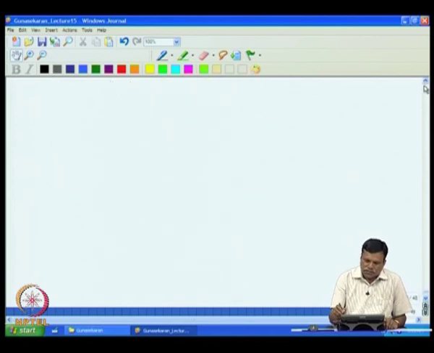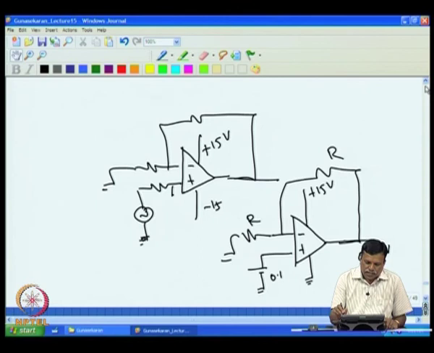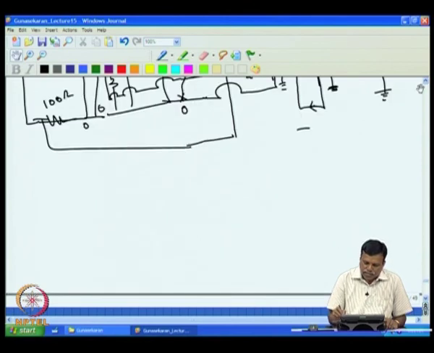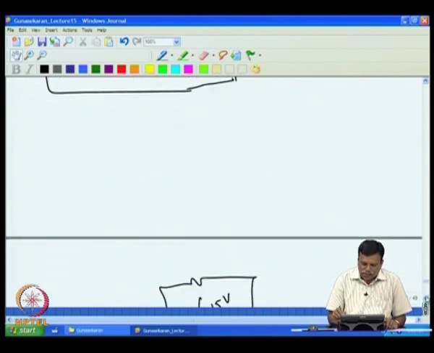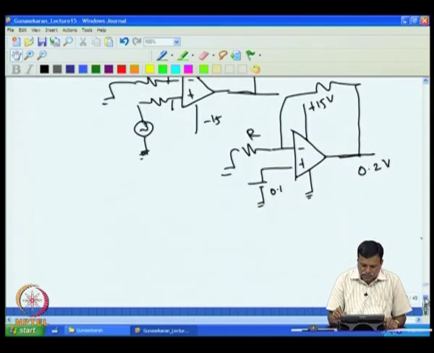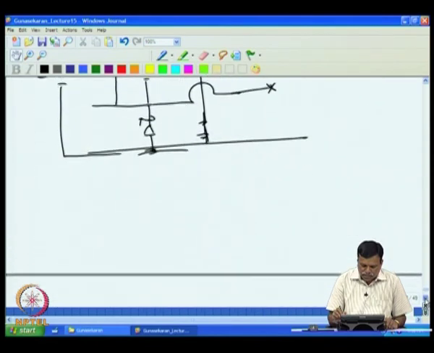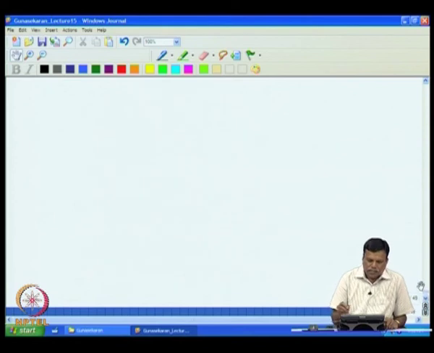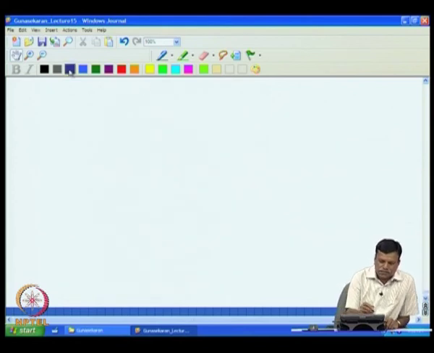So we will see what different kinds of current sources there are and how they can be utilized for this purpose. So let us spend some time on constant current sources.